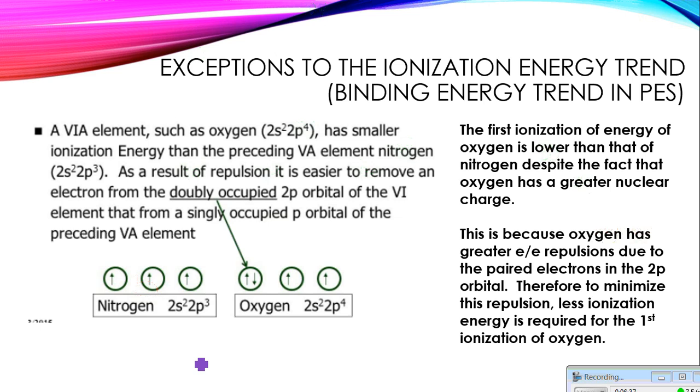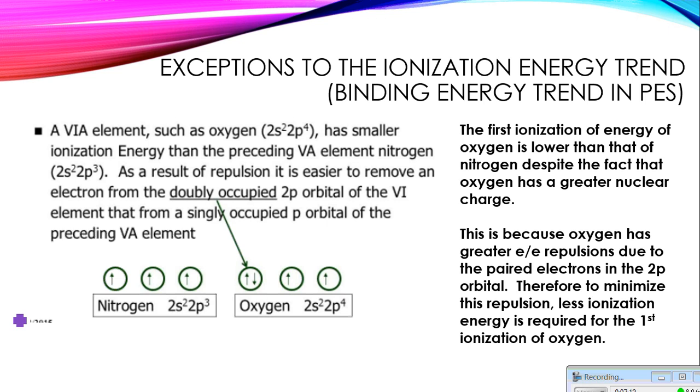This slide explains what I just did. So in a group 6 element such as oxygen, 2s2, 2p4, has a smaller ionization energy than the preceding group 5 nitrogen element with 2s2, 2p3. So as a result of repulsion, it's easier to remove an electron from the doubly occupied 2p orbital of the group 16 element than from a singly occupied p orbital of the preceding group 5 element.